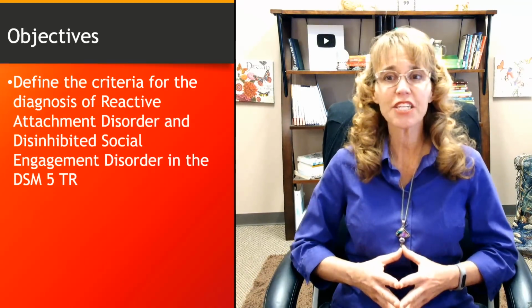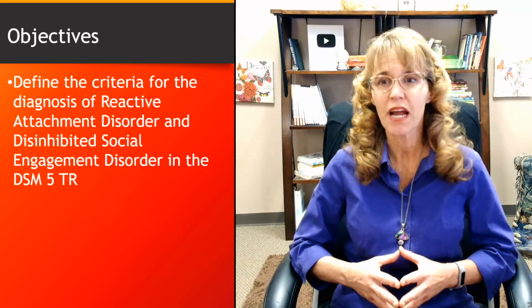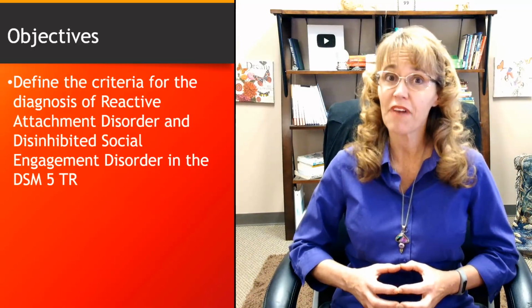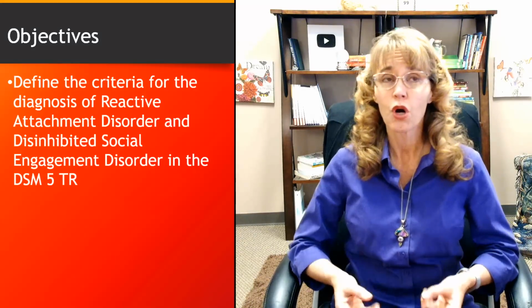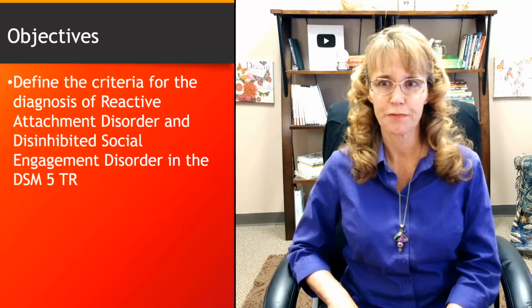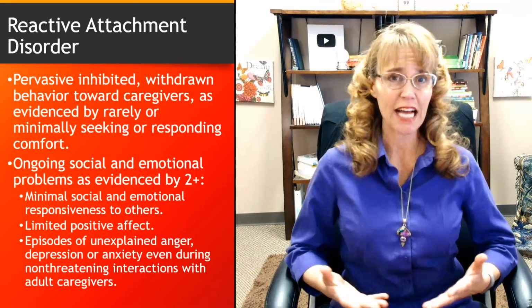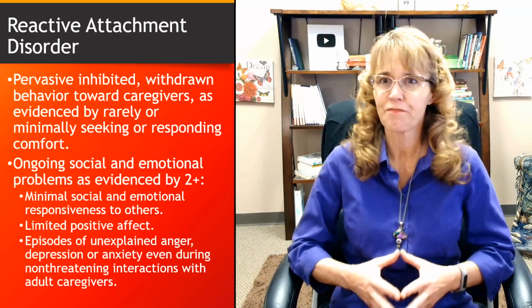In this presentation, we're going to define the criteria for the diagnosis of reactive attachment disorder and disinhibited social engagement disorder in the DSM-5 TR, as well as talk about what we currently know regarding treatment strategies. Let's start with reactive attachment disorder. That's the one that a lot of people are more familiar with.